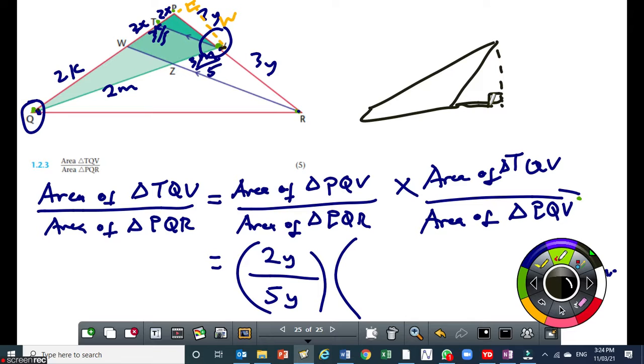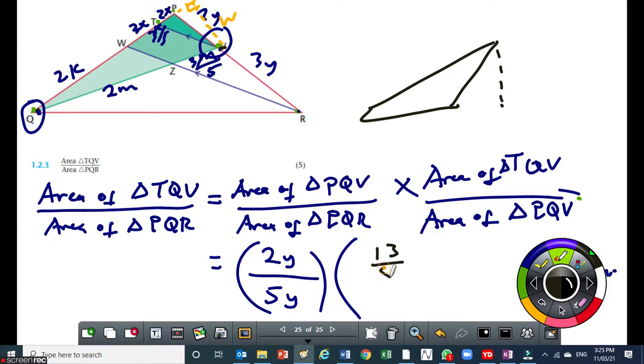But our TQ now, we need to write it in terms of K, because QW is 2K, TW is 3X, it's also equal to 3K over 5. So I have to add 3K over 5 and that 2K. So I can write that as 2 plus 3K over 5, so it will be 2 and 3 over 5K, like this. I can simplify this and write as 13 over 5K.